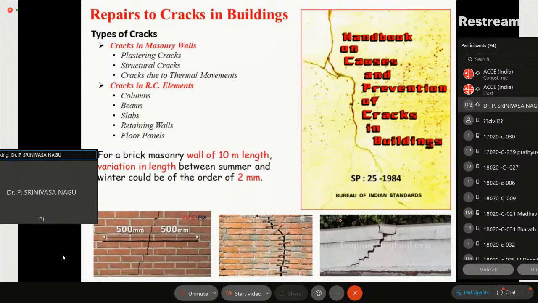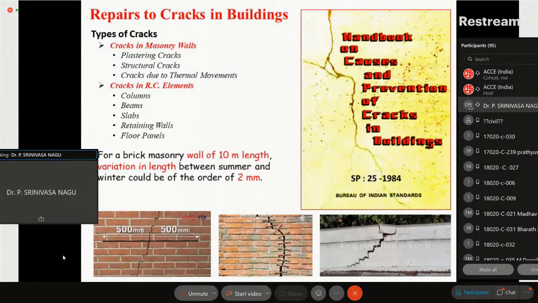Okay, sir. Right. So the cracks in different elements we can see. That's why we gave another type of classification. For example, the brick masonry of a wall of 10-meter length varies in its length between summer and winter by the order of 2 millimeters. 2 millimeters. It's the size of a small pin, so to say. But that is enough in a big rigid structure. That is enough to open this problem. Even with a 0.2 mm crack also moisture starts entering.